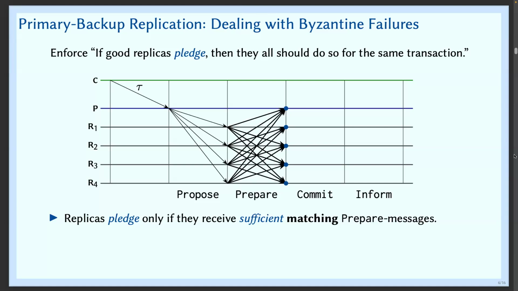Yes. The checking of whether there are 2F plus 1 messages happens at the replica who receives them. You check it for yourself, each one individually. Nobody expects somebody else to do their work. They have to check it themselves. That is, there isn't enough.